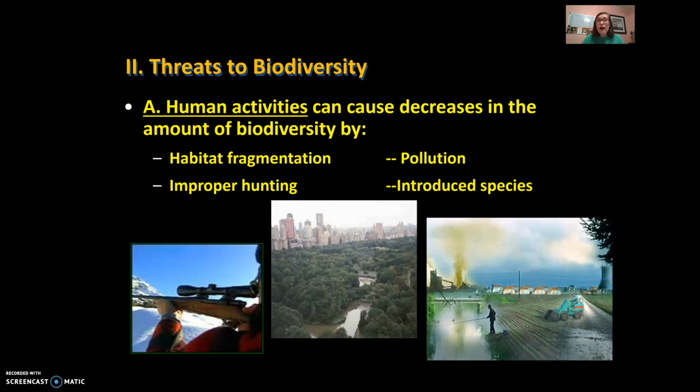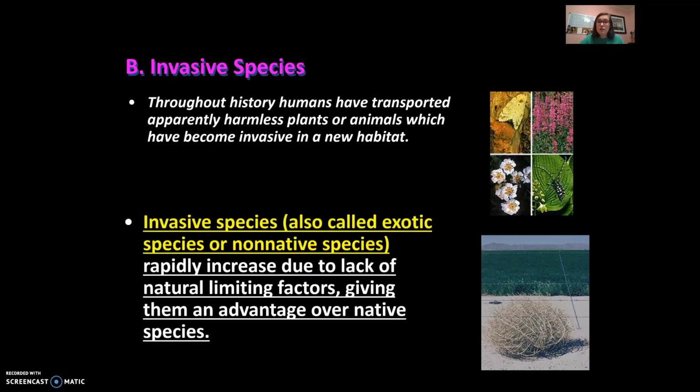Now, when this becomes really dangerous is whenever those species are invasive species. Throughout time, humans have brought stuff over, like I said, plants and animals that seem harmless, but when they get here to this new habitat, it becomes incredibly invasive or dangerous for the organisms that are normally here.